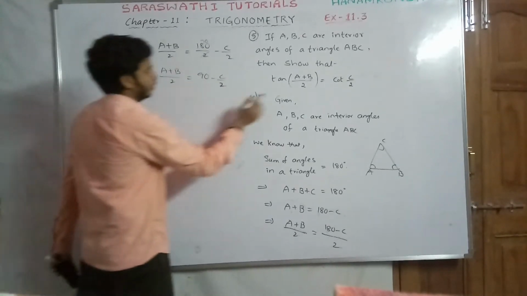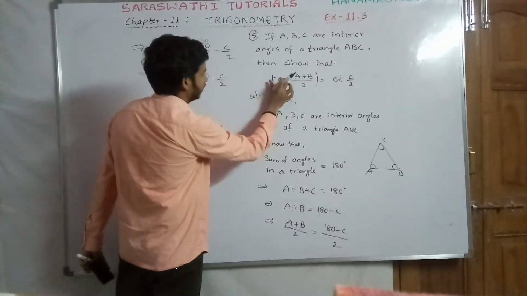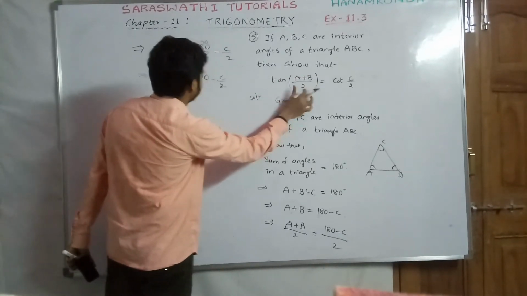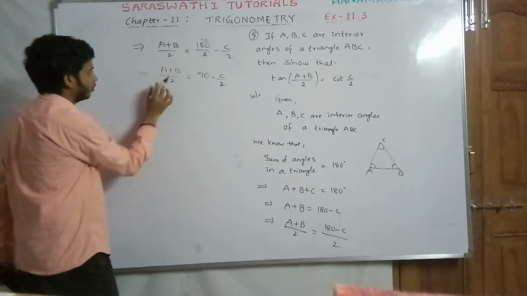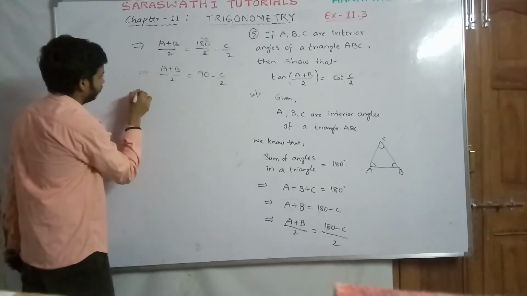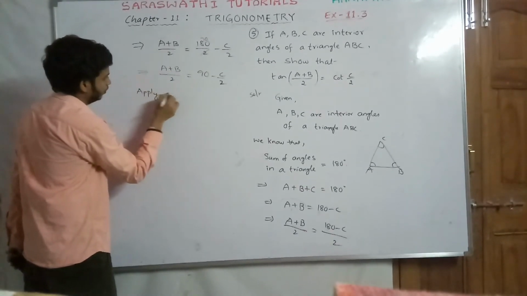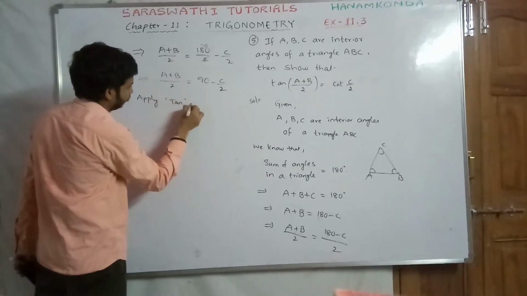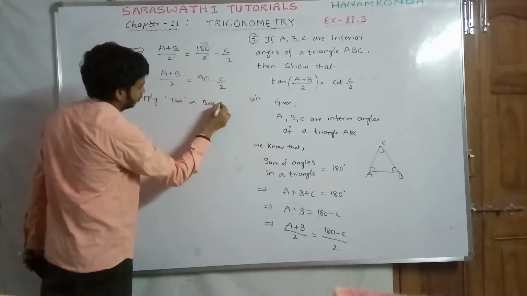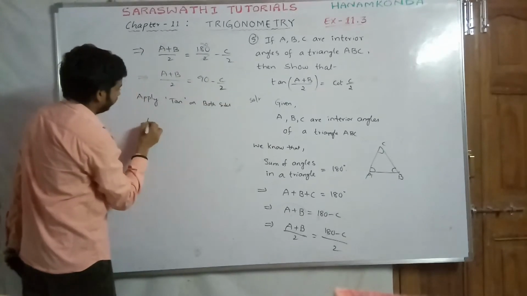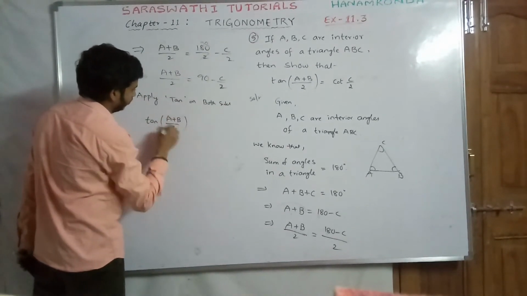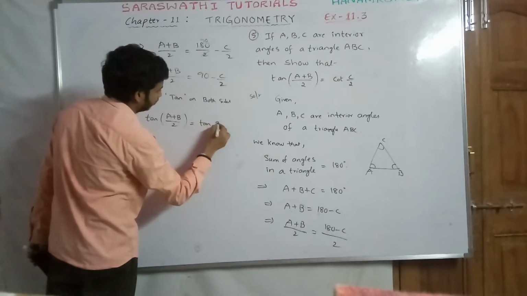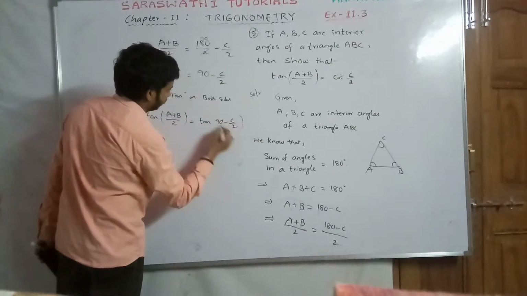Okay. So now apply tan on both sides. Since it is required to show tan of (A plus B) by 2, in the LHS part we have to get tan of (A plus B) by 2. So apply tan on both sides. So then tan of (A plus B) by 2 equals tan of (90 minus C by 2).